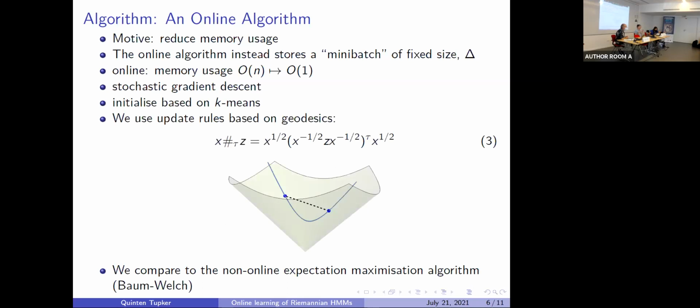Since we're trying to study our performance, we compare it to another algorithm. In our case, we compare it to the expectation maximization Baum-Welch algorithm, which is non-online and also solves the hidden Markov model problem.